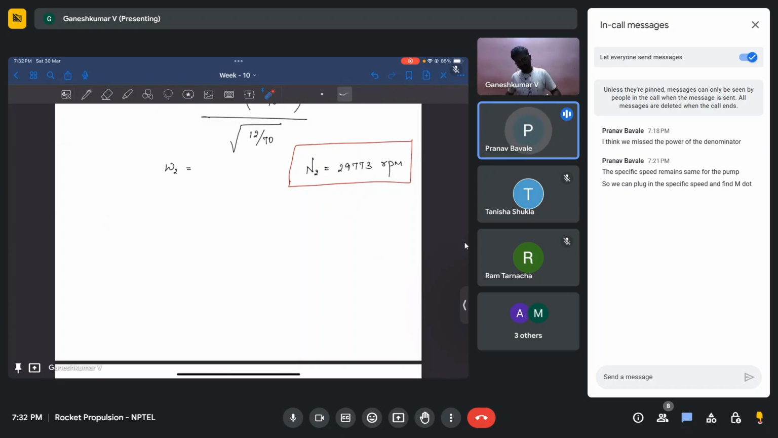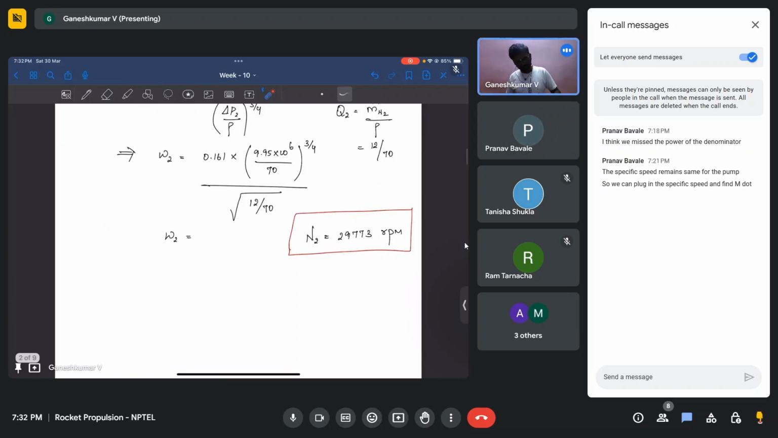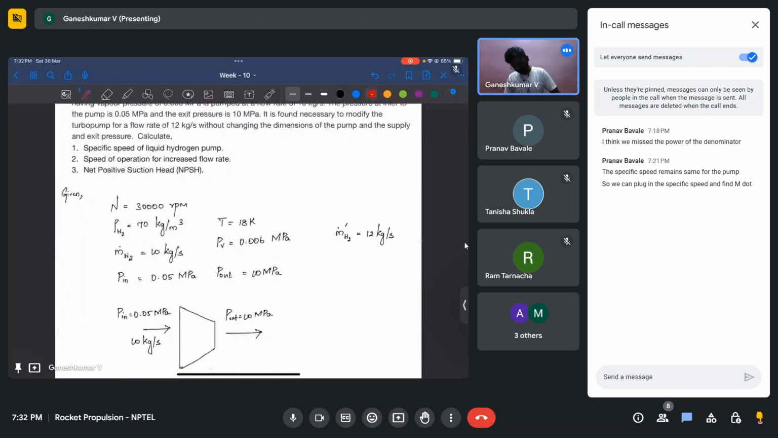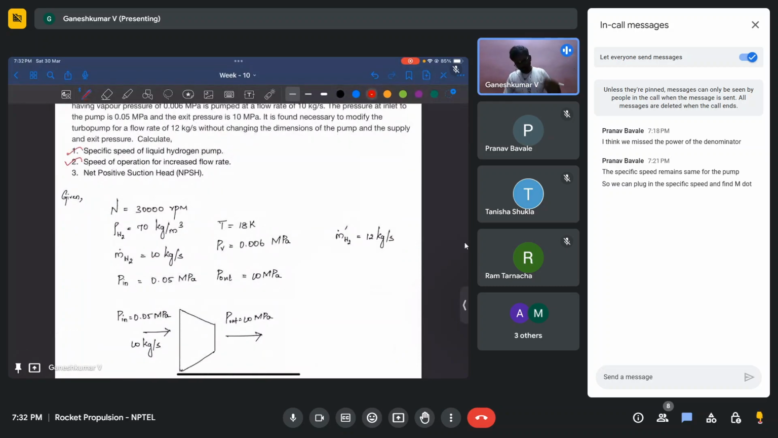Sorry, there's just a small correction. 27179. I accidentally considered the old mass flow rate. Oh, okay, no problem. So around 27,200 RPM. Basically, this has to be less than 30,000 RPM. That is what it gives us. So this is how we find the speed of operation for increased flow rate.